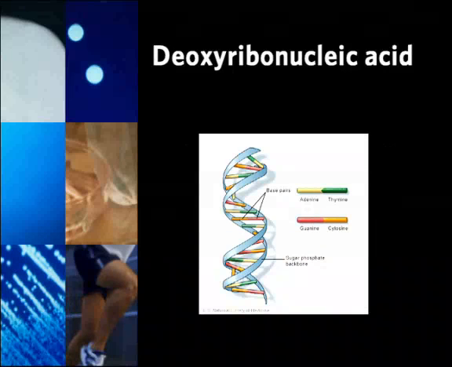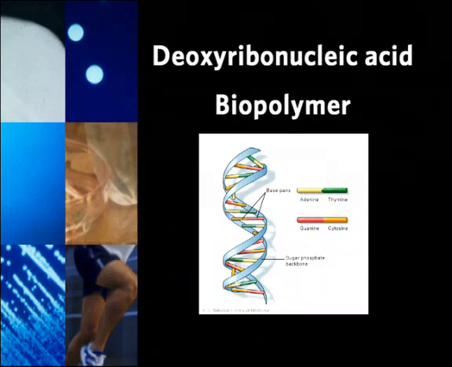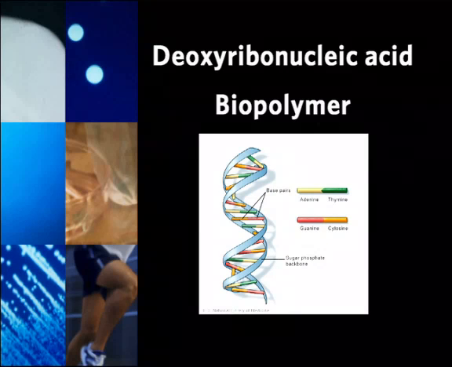DNA stands for deoxyribonucleic acid. It's very simply put a biopolymer, so it means it's just a string of subunits or components arranged in a particular order. We call them nucleotides. They come in 4 different flavors. We simplify it by calling them A, C, T, and G.